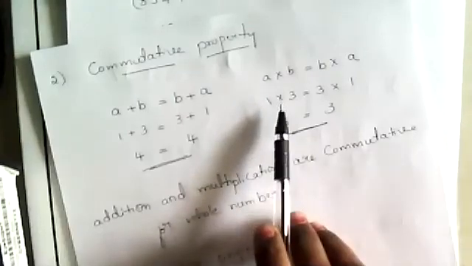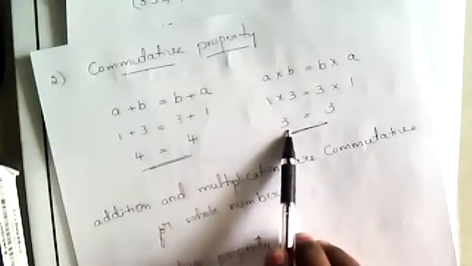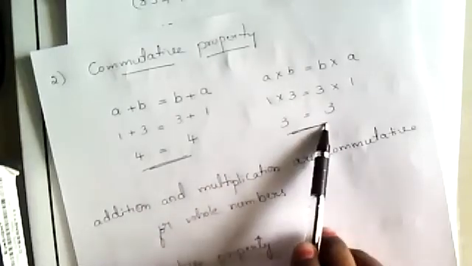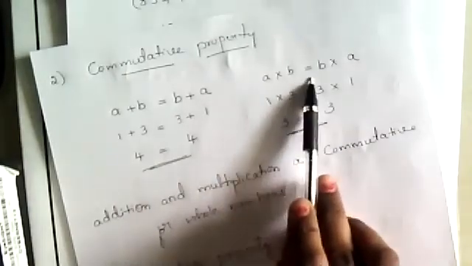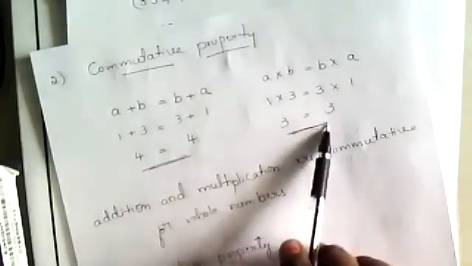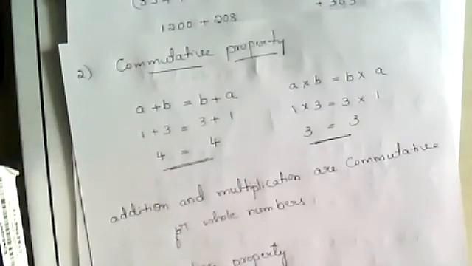In multiplication also, 1 into 3 equals 3, 3 into 1 equals 3. Sorry, a into b equals b into a. 1 into 3 is 3, 3 into 1 is 3. Okay, 1 three is 3, 3 ones are 3. So we can say that addition and multiplication are commutative for whole numbers.